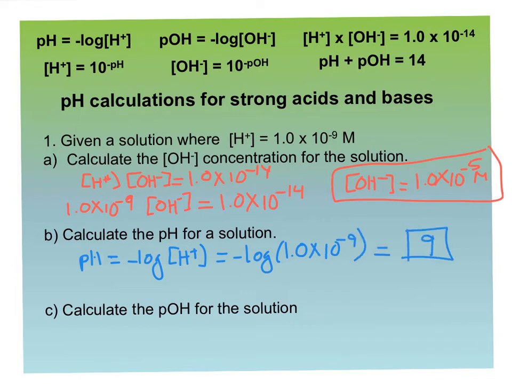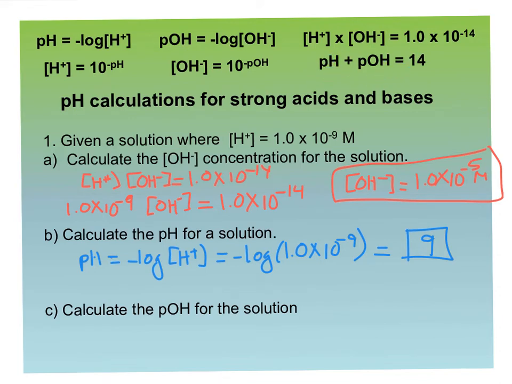And then finally, we want to calculate the pOH of the solution. There are different ways to do that. Since we have the pH now, you could use pH plus pOH equals 14. You could also use this equation, pOH is equal to negative log of the OH minus concentration, now that we have the OH minus concentration. Either this one or this one would work. I'm going to go ahead and use this one.